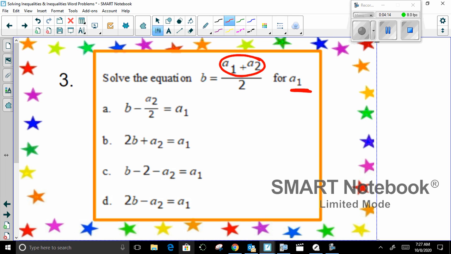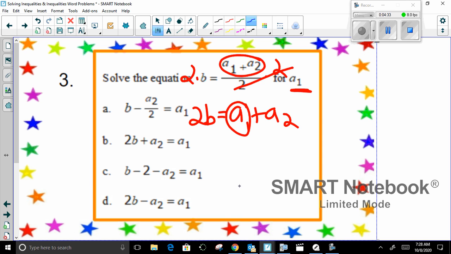When it's in the denominator, is it addition, subtraction, multiplication, or division? Very good, it's division. What's the opposite of division? Multiplication. So multiply both sides by 2. So a sub 1 plus a sub 2 is going to equal 2b. If you want to get a sub 1 by itself, how are you going to get rid of plus a sub 2? You're going to minus.